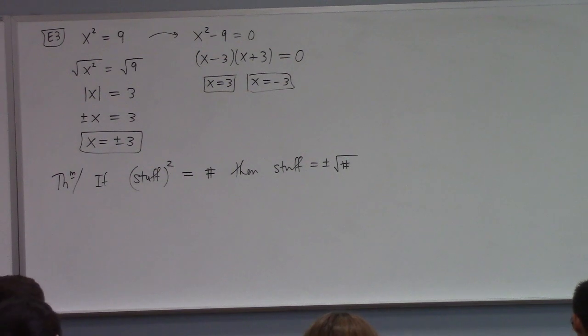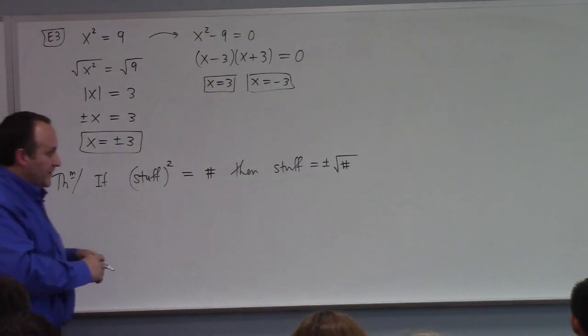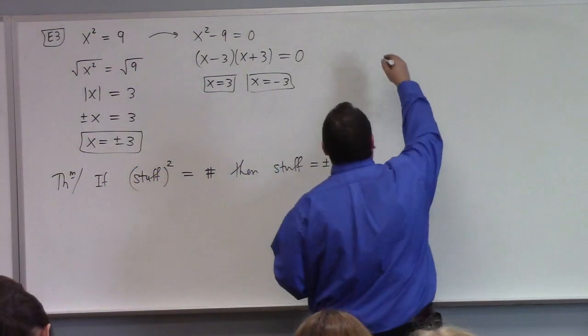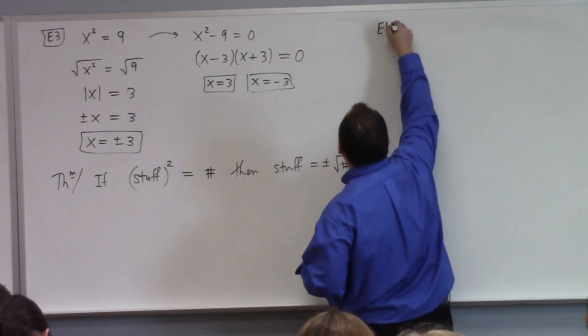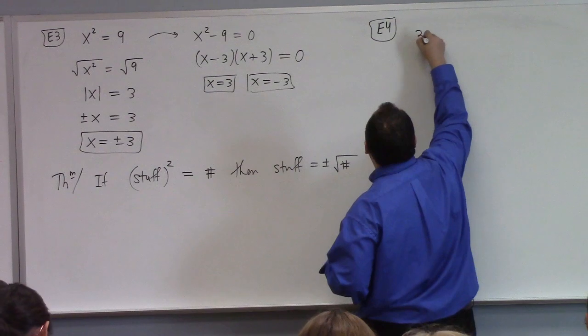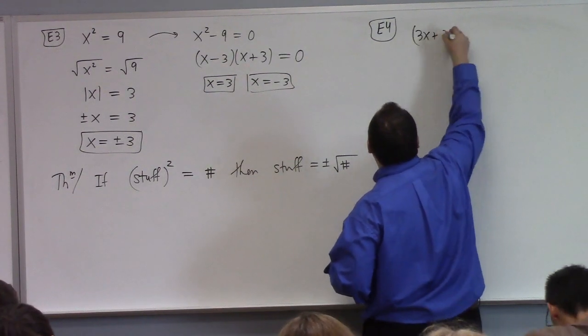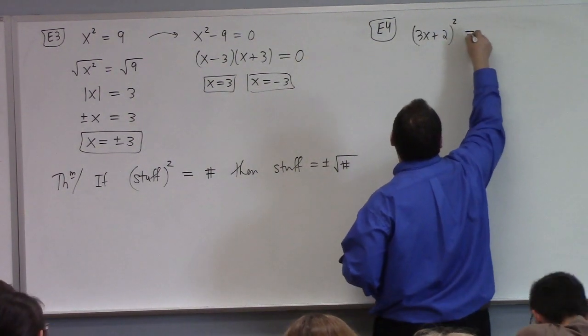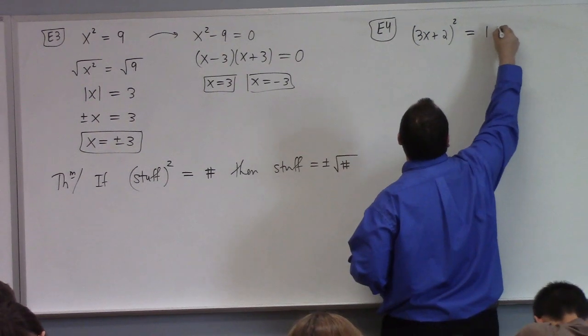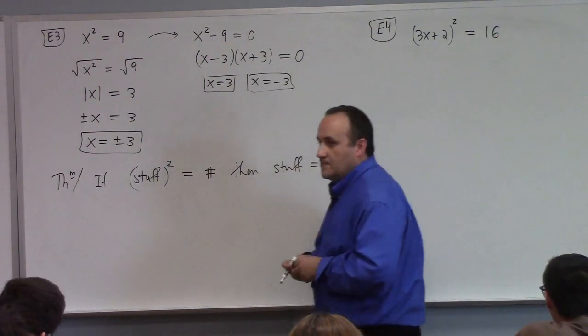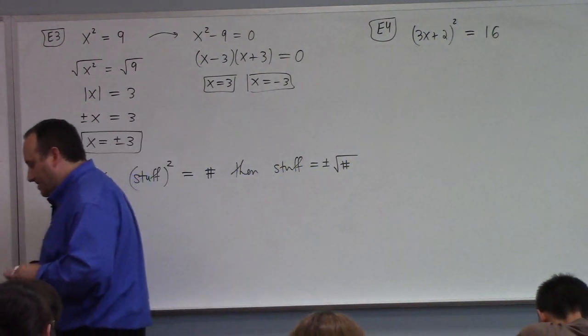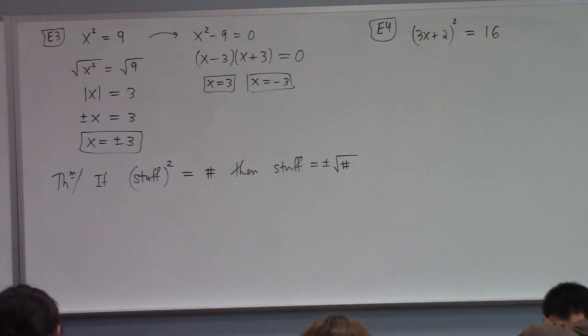Should we try it? Stuff, like whatever's there. Let's try another one. Example 4. What do I mean by stuff? How about this? What if I've got 3x plus 2 quantity squared equals, I don't know, 16. Can you solve that?